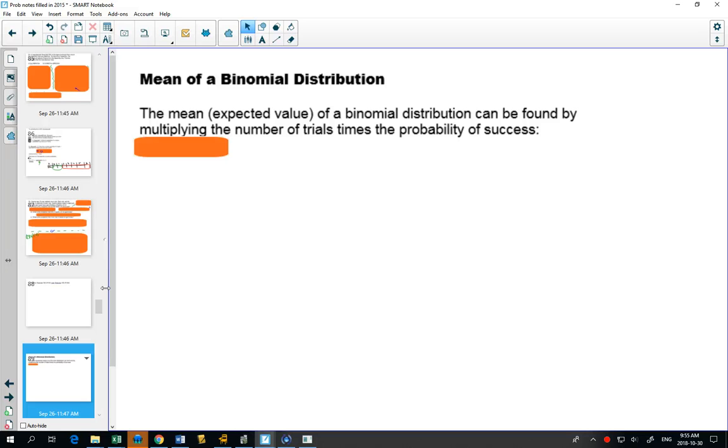The mean of a binomial distribution, or the expected value, has a very easy formula. It's just your number of trials times the probability of success. So if I roll this dice 6 times, okay, my mean, or expected value, how many times would you expect to get a 3? If I rolled it 6 times. This is where your gut should tell you the right answer, probability-wise. How many 3s should I get if I roll it 6 times? 1, right? That would be my expected value.